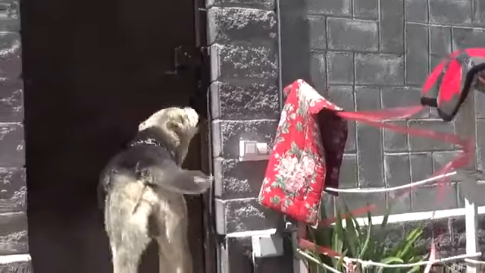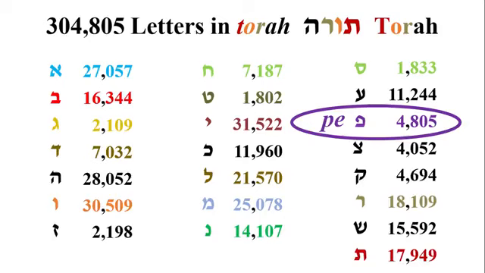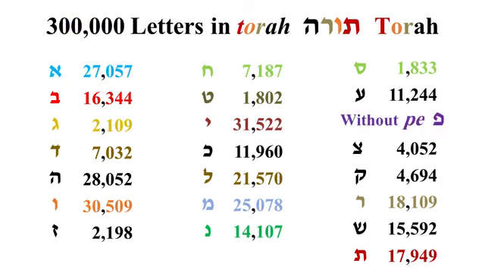There are 304,805 letters in the Torah. Pei has 4,805 times it shows up, which is interesting because if you take the Pei out of the Torah, there's exactly 300,000 letters in the Torah. I don't know what to do with that information, but it's kind of clever that it's there.